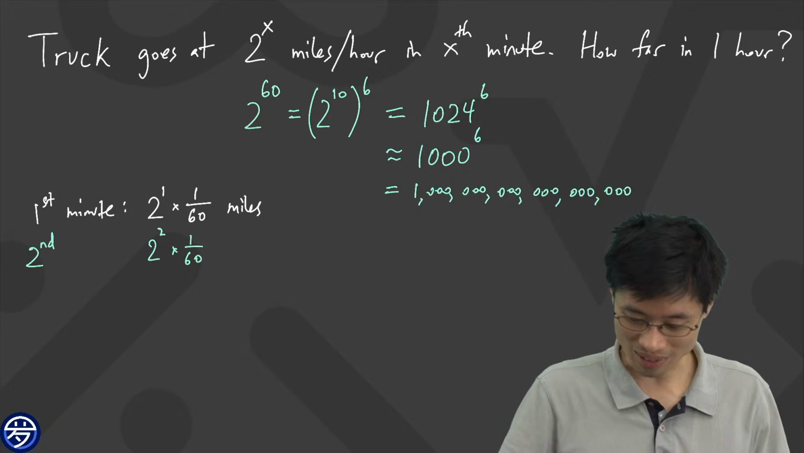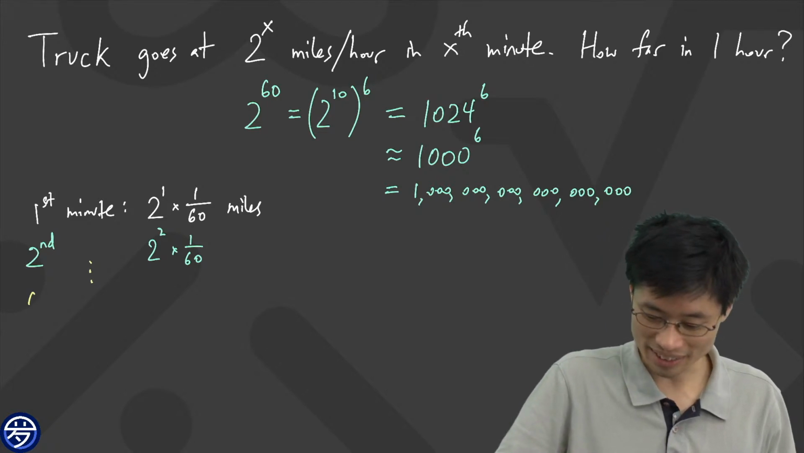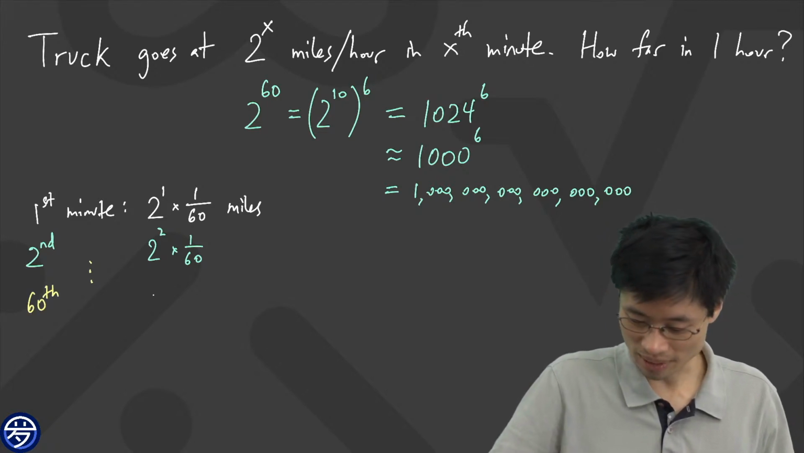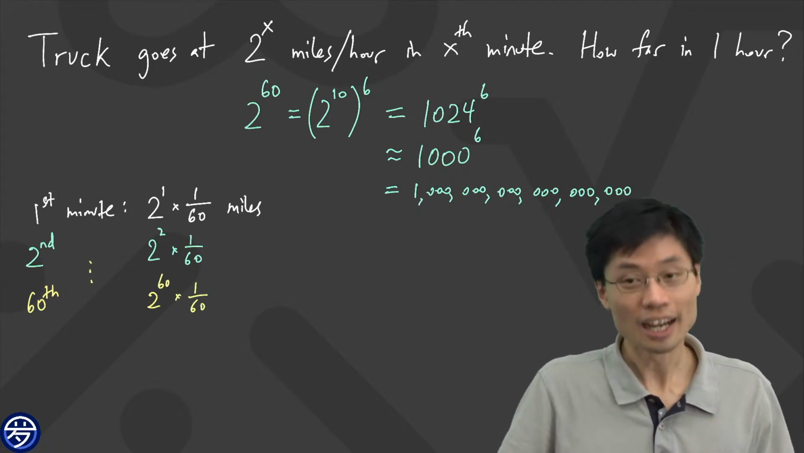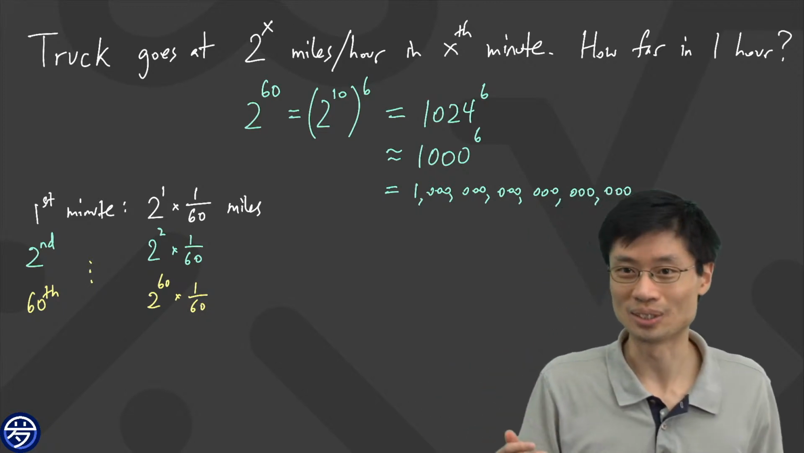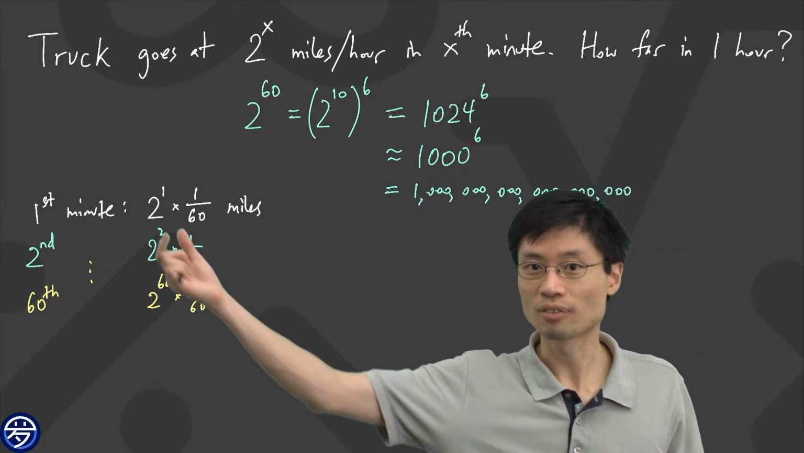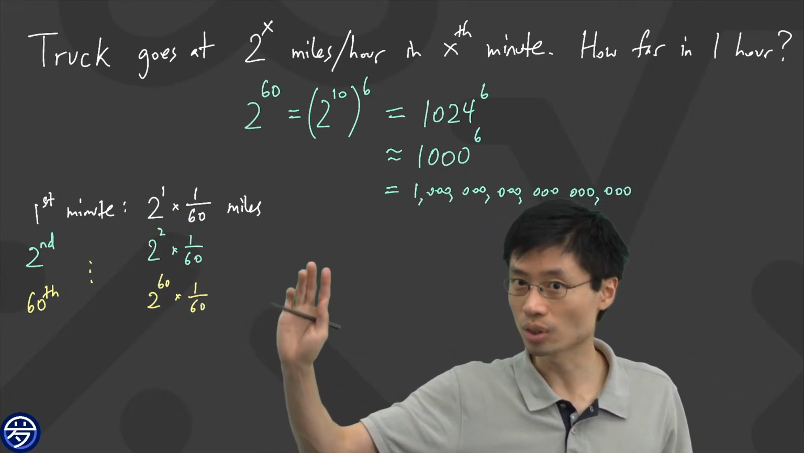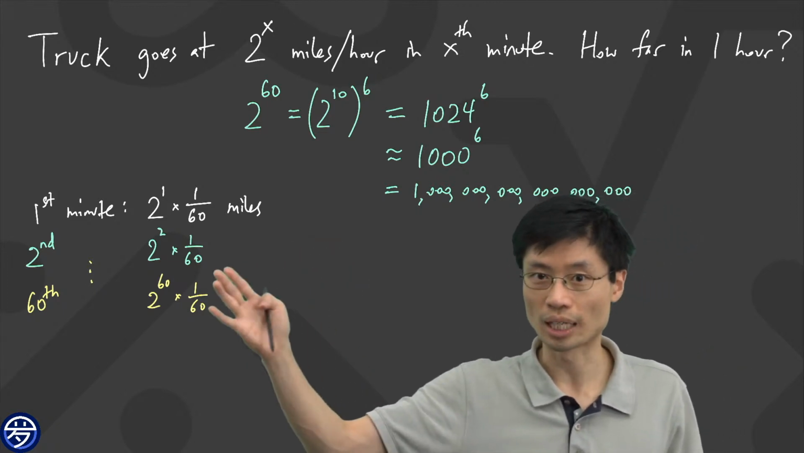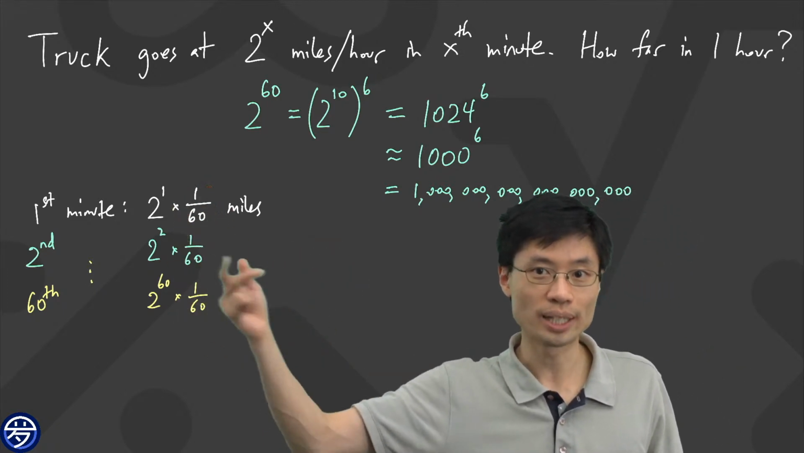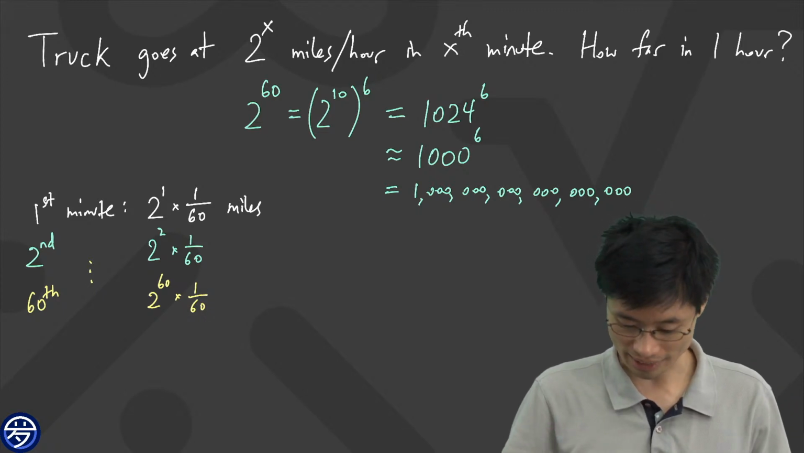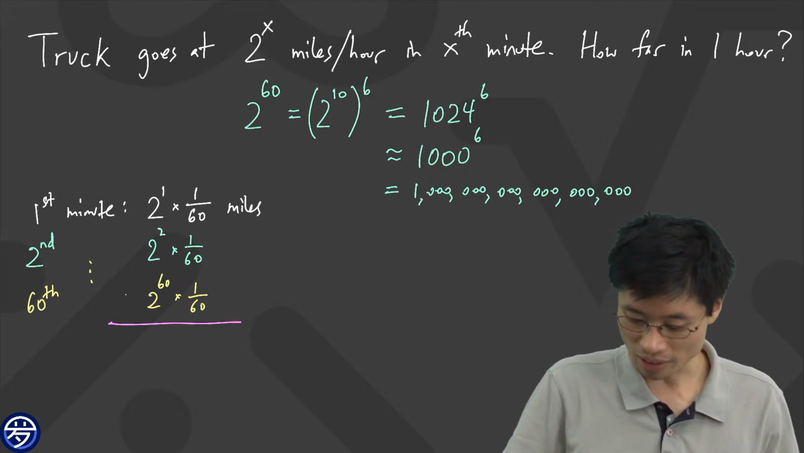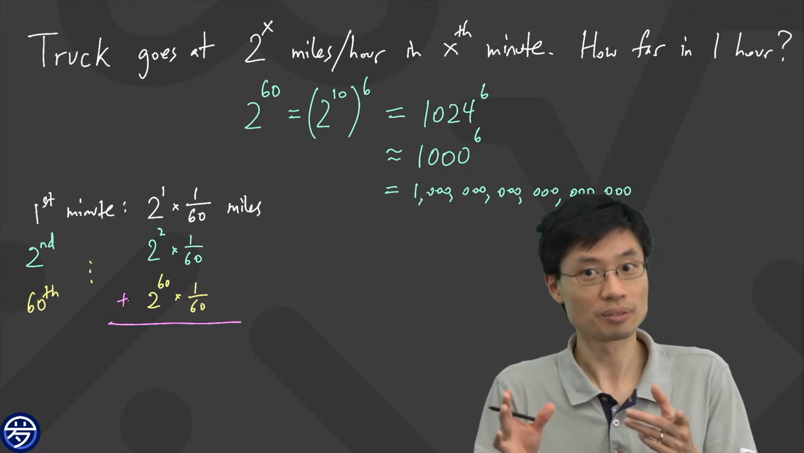This keeps going all the way down to the 60th minute, which is 2 to the power 60 times 1 over 60. And there's a nice fact, which we don't have time to explain here, that if you add up all of these powers of 2, 2 to the 1 plus 2 to the 2 plus 2 cubed and so on, all the way to 2 to the power 60, the answer is nice. If you add all this together, maybe you've noticed this before.